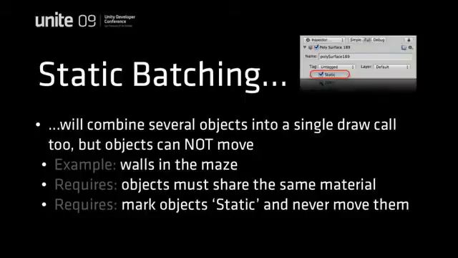And you need to do two things. The same as with dynamic batching, you need to use the same material for them. And the second thing you need to do is mark it as static. It's in the inspector on the transform node, you tick a small checkbox there, static. And you never move it afterwards.